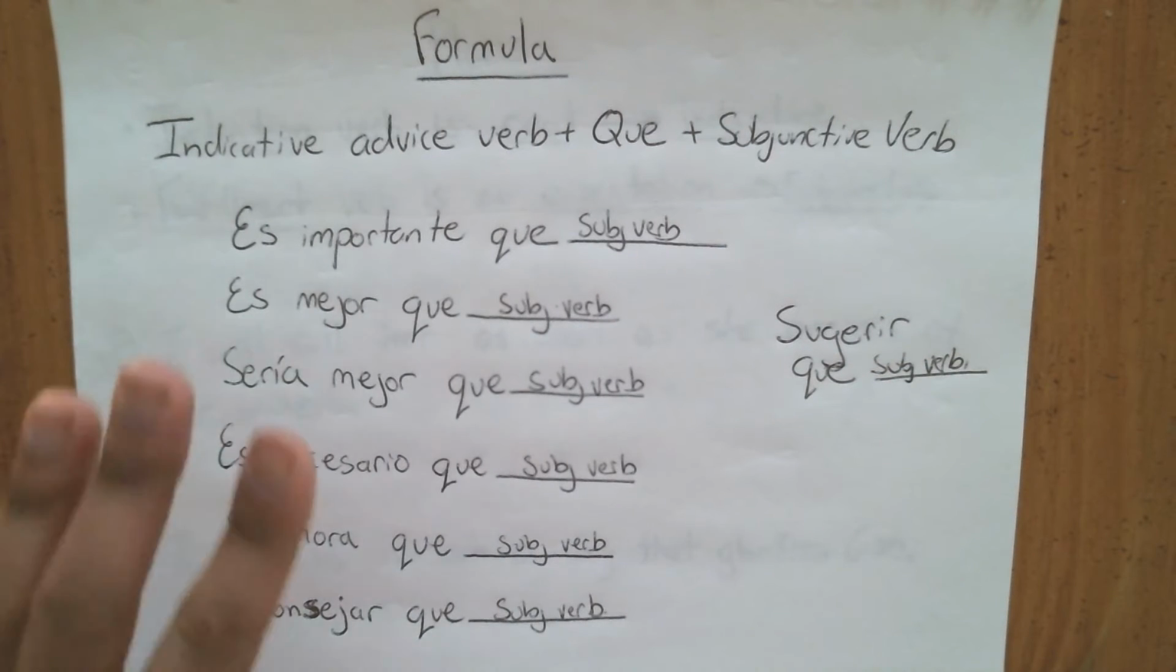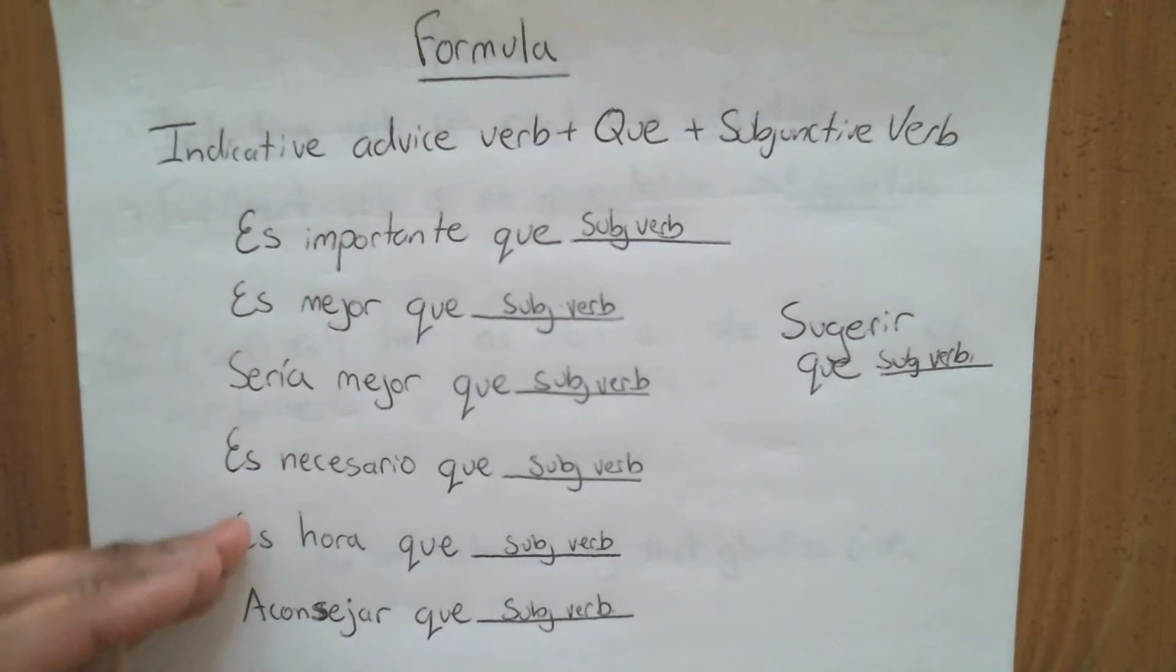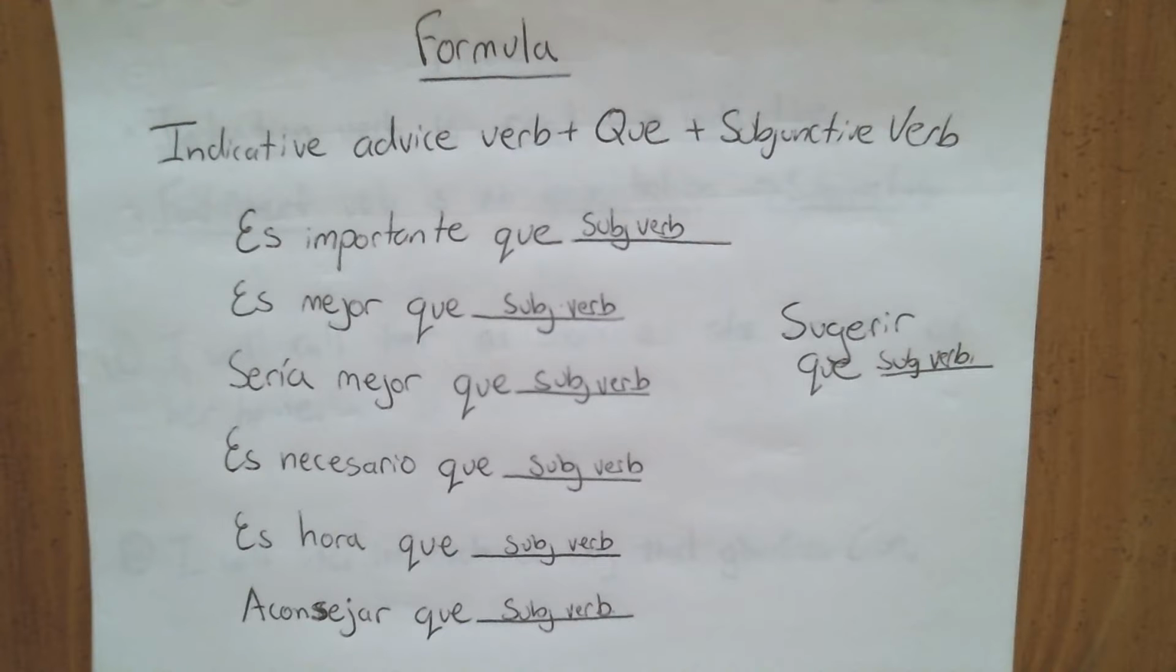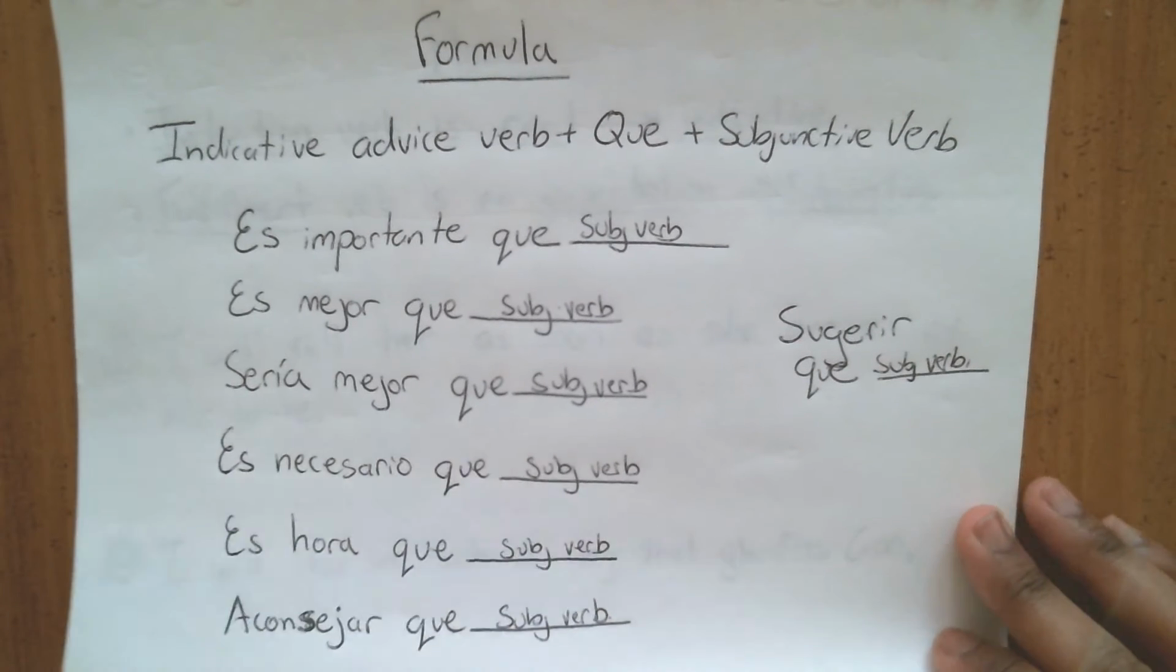So when you see some kind of indicative advice verb and then a que, you should automatically know that whatever is coming next, that verb is in the subjunctive. So there are other verbs in the Spanish language that are used to give advice, but these are the most common, and you should write these down and commit them to memory. It's very important. Now let's move on.